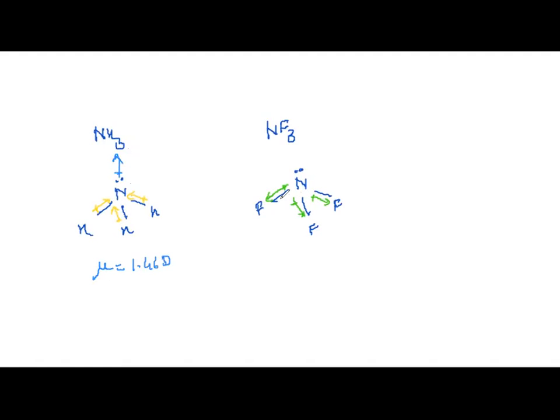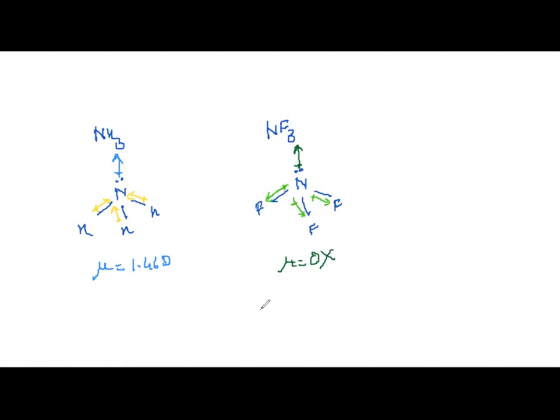What about NF3? Immediately we will come to the conclusion that in NF3, the dipoles are equal in magnitude but opposite in direction, so you will say the dipole moment is 0. No, it is not 0, because you are just observing the N-F dipole moments. What about this dipole? Lone pairs also contribute. So it is not equal to 0.